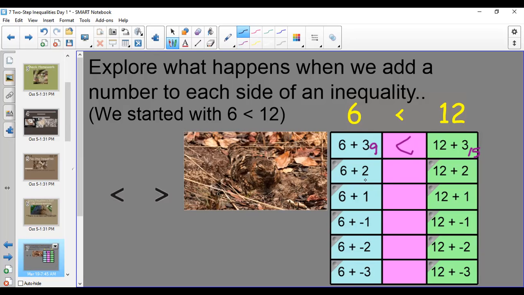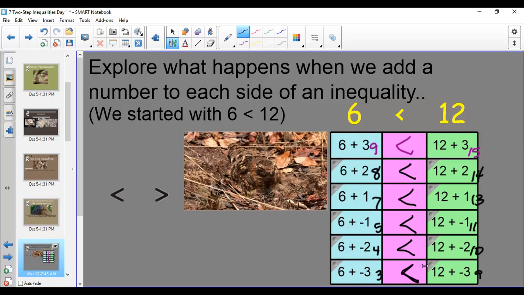All right, if you added 2 to both sides, you should have had 8 and 14. Still the same symbol. 8 is less than 14. If you would have added 1, it would have been 7 and 13. Still the less than symbol. If we would have added -1 this time, it would have been 5 and 11. Again, still 5 is less than 11. If we added -2, it would have been 4 and 10. Still 4 is less than 10. And if we would have added -3, we would have had 3 and 9. And 3 is still less than 9.